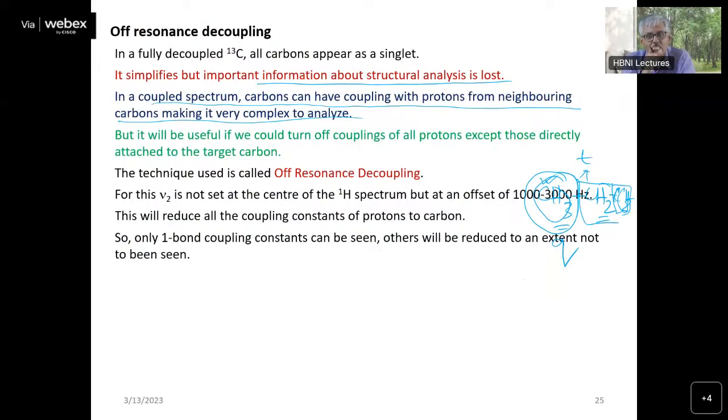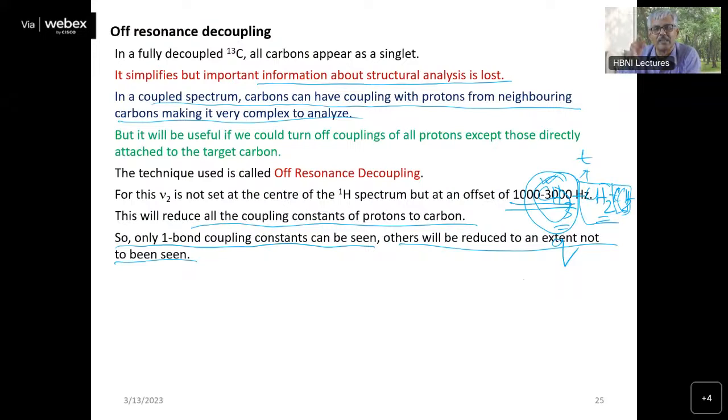What you do is select the nu2 offset from that center. The offset will depend on which machine you are using. It can be 1000 to 3000 Hz. By doing this offset, you reduce all the coupling constants of protons to carbon. So only the one-bond coupling constant can be seen. Others will be reduced to an extent not to be seen.